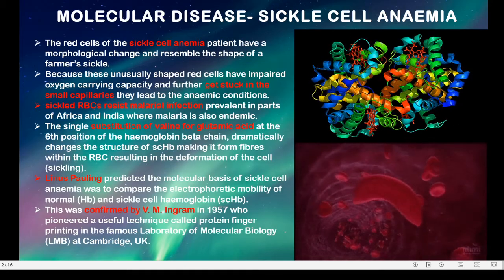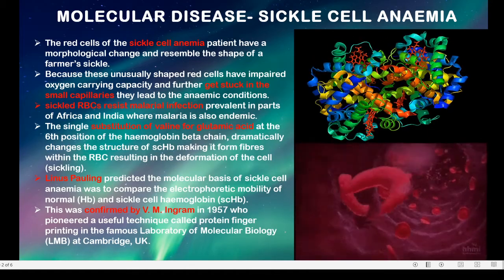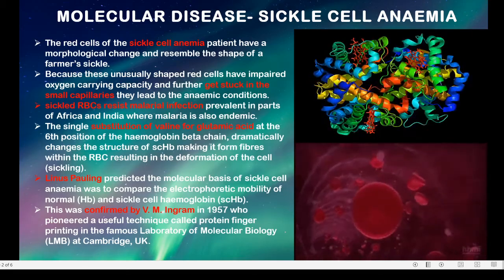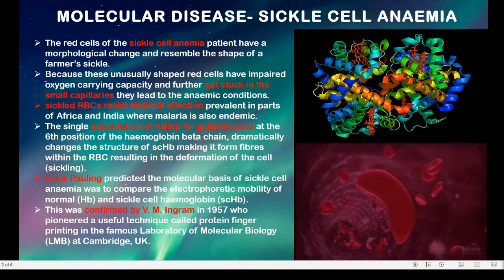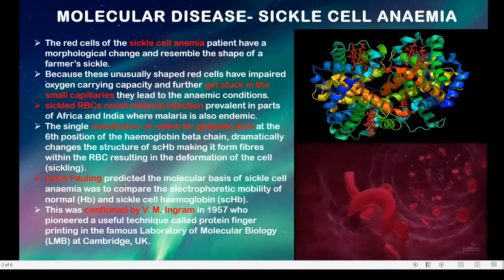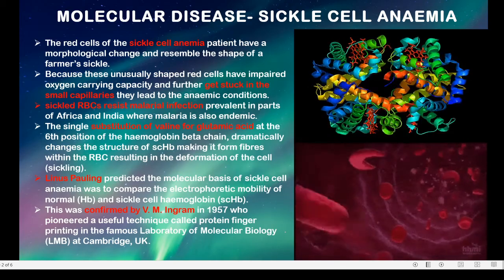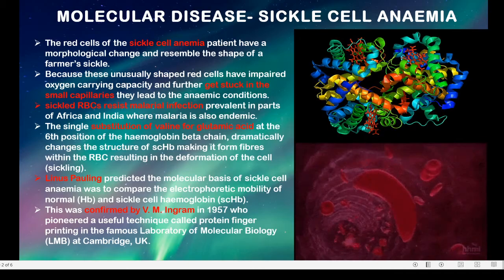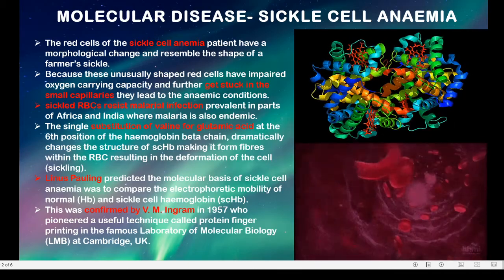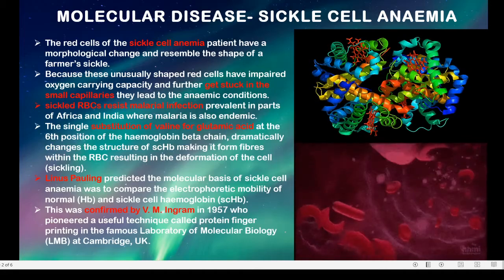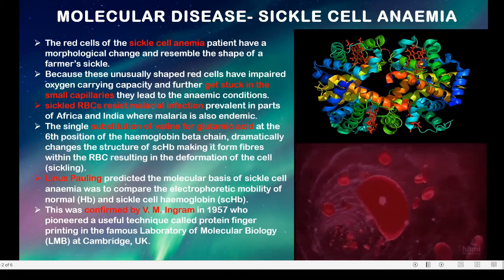So what is the molecular basis of this sickle cell anemia? It is that in the beta chain of hemoglobin, on the sixth position, instead of glutamic acid, it is replaced by valine. So when valine replaces glutamic acid at the sixth position of the beta chain in hemoglobin, the structure of hemoglobin will change, and the structure of RBC will change from disc to a sickle shape.